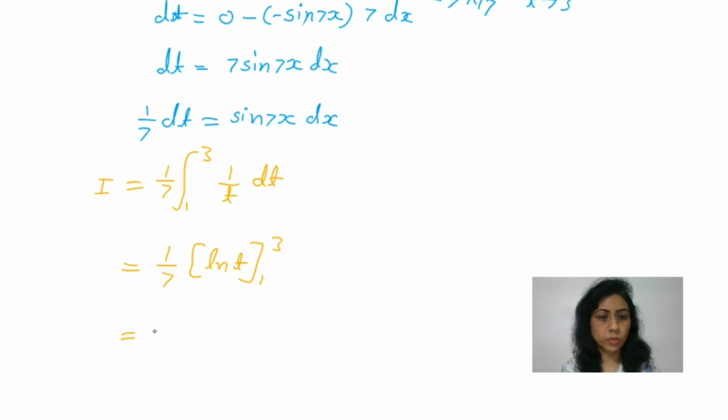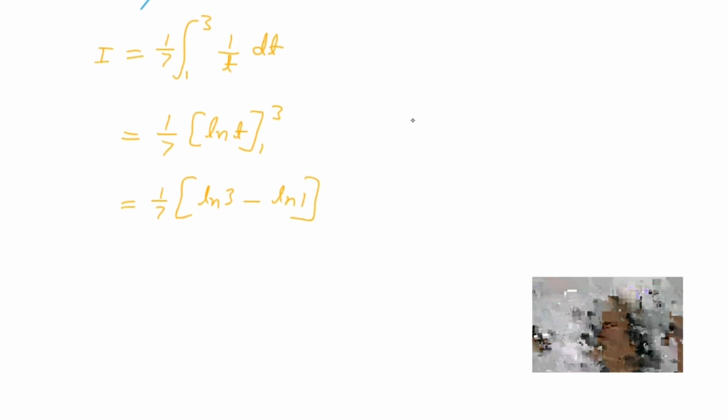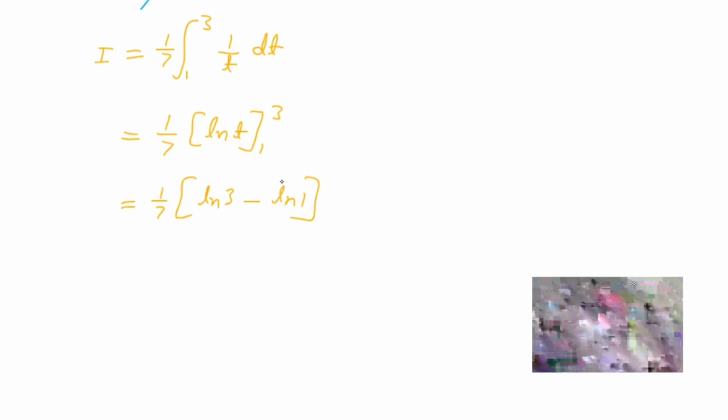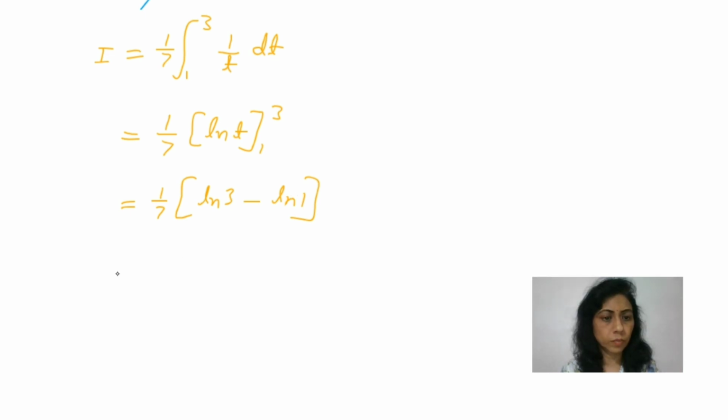Now 1 upon 7. Now first put the upper limit, ln 3. Now put the lower limit 1, ln 1. And do you know what is the value of ln 1? Tell me. Yes, this is 0. So ln 3 minus 0, it means ln 3.